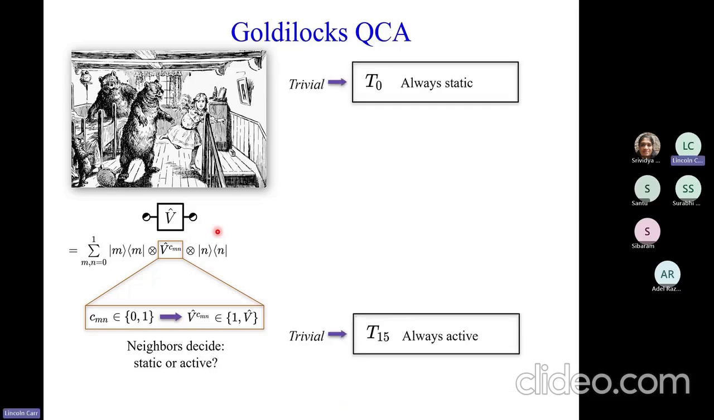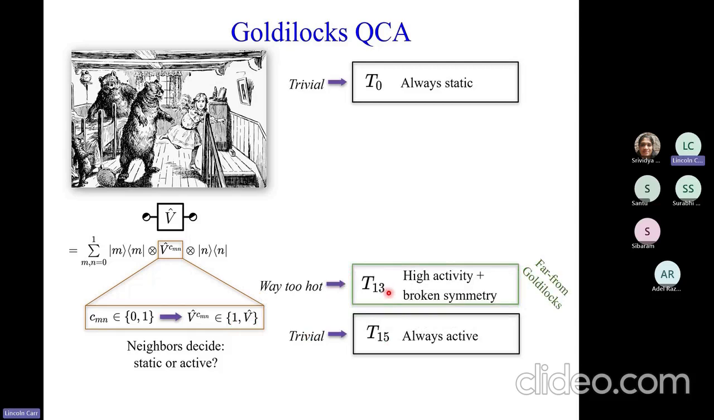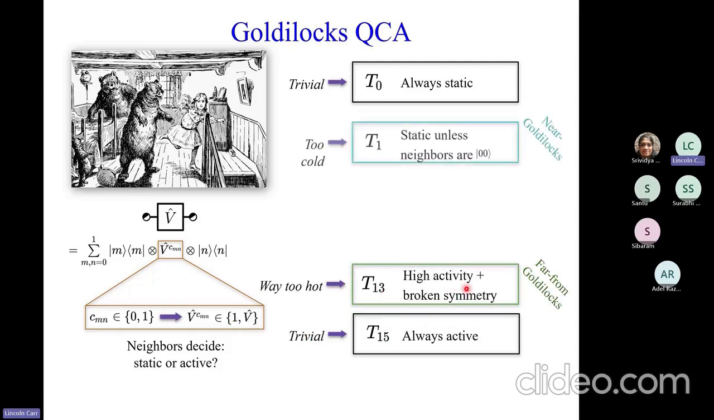Okay, so if I run T0, literally nothing happens. I just always have a unit, you tear out every one. If I run T15, for every possible combination on right and left, it's always on. So these are trivial cases. If I run T13, I have high activity plus broken symmetry. I'll show you a picture. This is very far from Goldilocks.